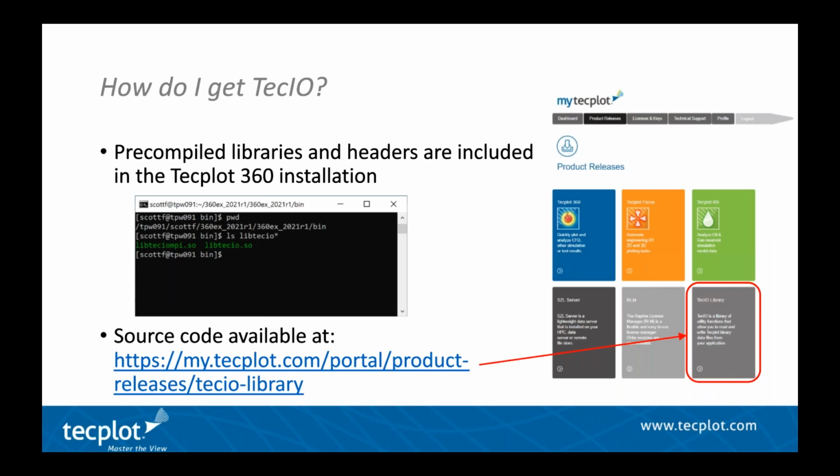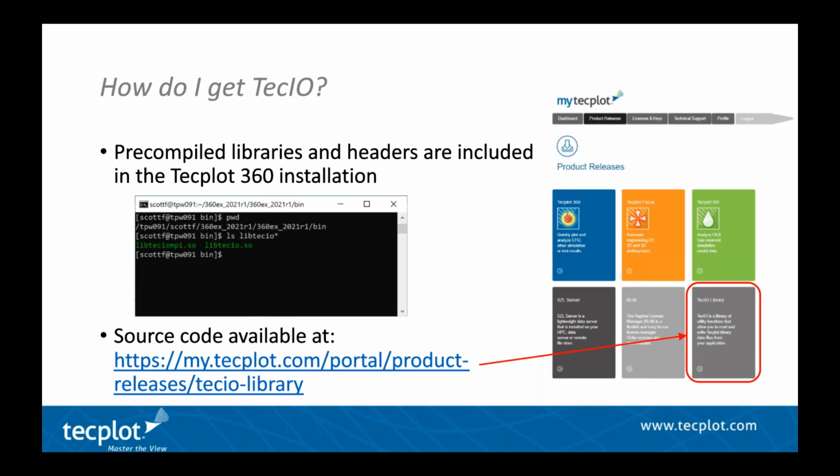Okay, so how do you get it? If you're not a paying customer of Tecplot, you may not have an installation of Tecplot 360 available to you, but you can get it for free via our website, my.tecplot.com. You can register for that without being a paying customer and download it. You see the little screenshot on the right, and it gives you a little hint of where to go to get the TecIO library.